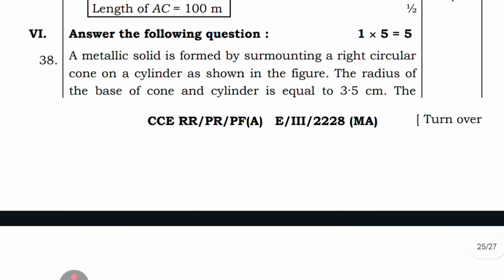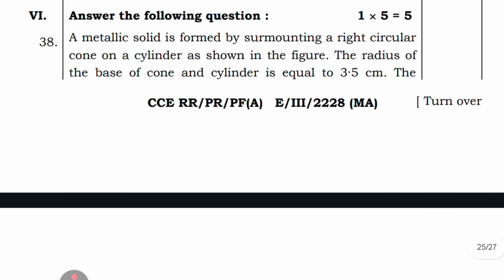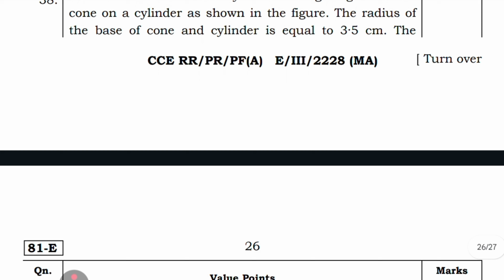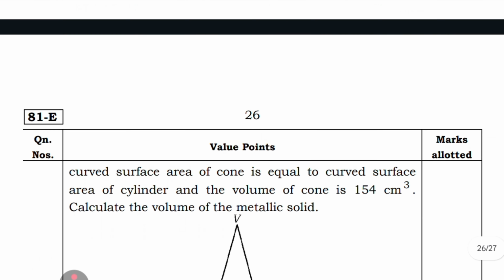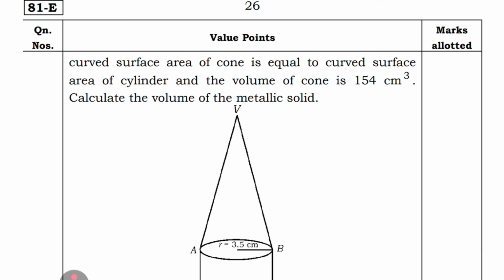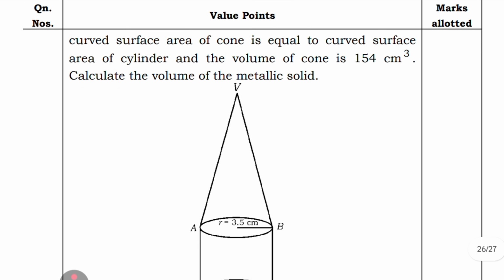Answer the following question. This is 5 marks from the chapter surface area and volumes. A metallic solid is formed by surmounting a right circular cone on a cylinder as shown in the figure. The radius of the base of the cone and the cylinder is equal to 3.5 centimeter. The curved surface area of the cone is equal to the curved surface area of the cylinder, and the volume of the cone is 154 centimeter cube. Calculate the volume of the metallic solid.